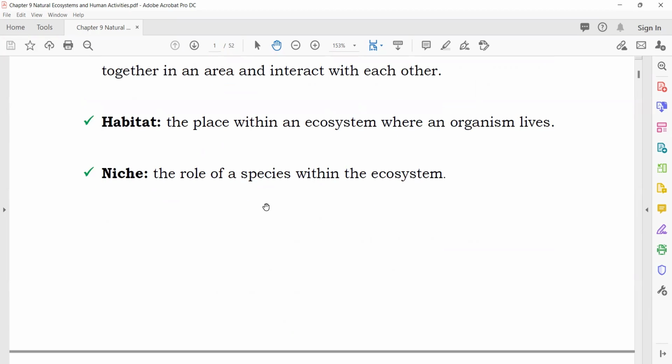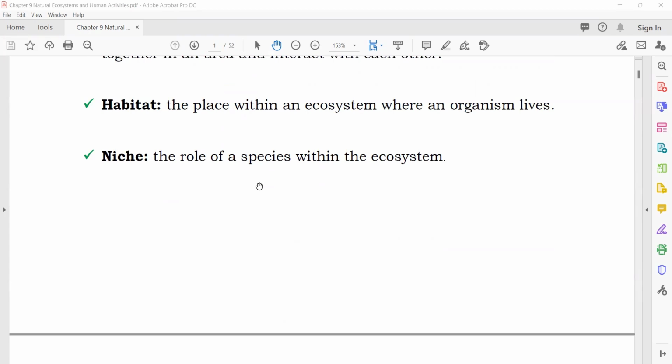After that, you have niche, both pronunciations are correct. The role of species within the ecosystem. What is the role of a species in the ecosystem? For example, plants, their role is a producer. They produce the food for others. Their other role is to provide the oxygen and absorb the carbon dioxide. So whatever the role of each species in an ecosystem, it's known as the niche of that species.